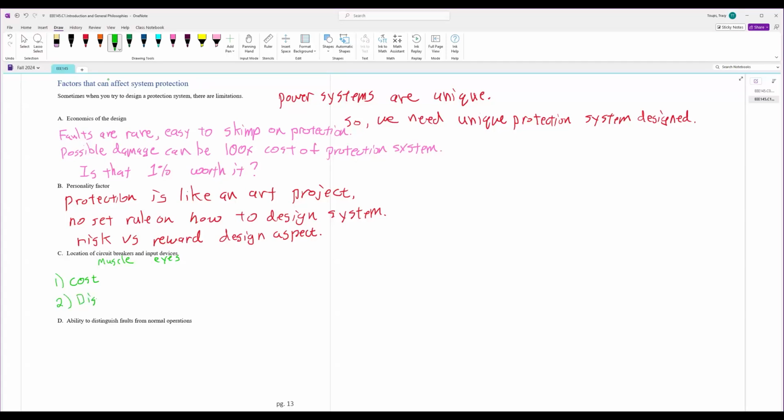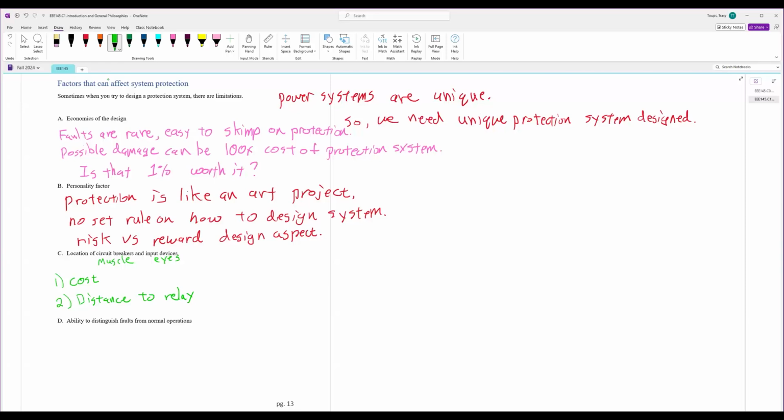Distance to the relay. If the circuit breaker or input devices are too far from the actual relay itself, you're going to have to run a bunch of wires a couple hundred feet. That could really have an issue.